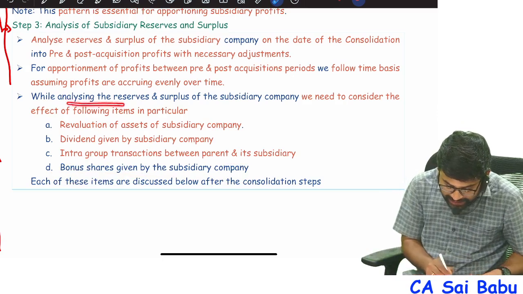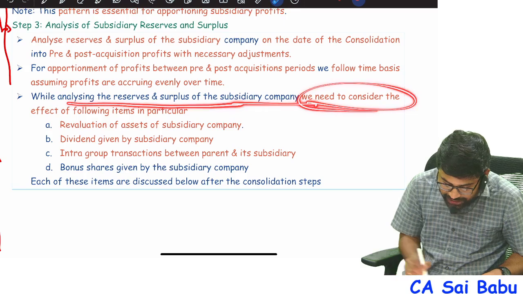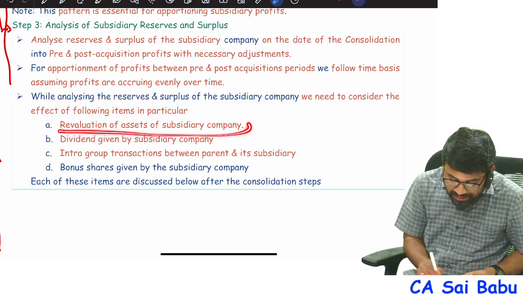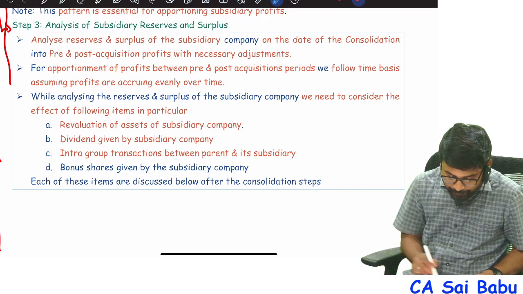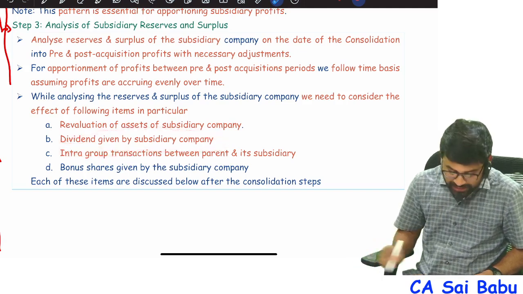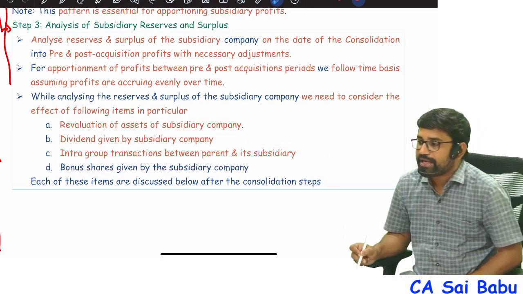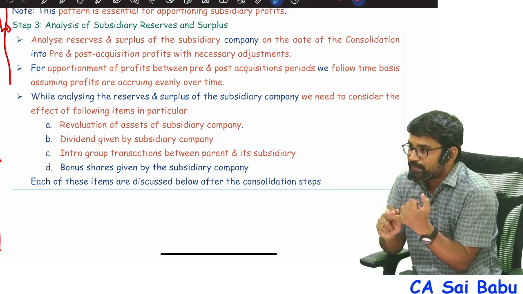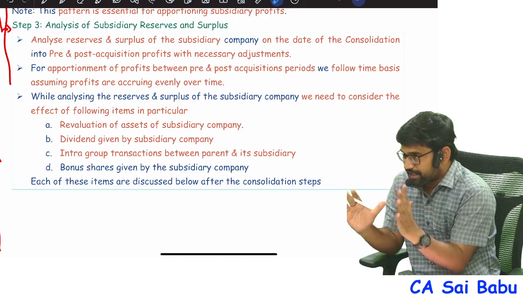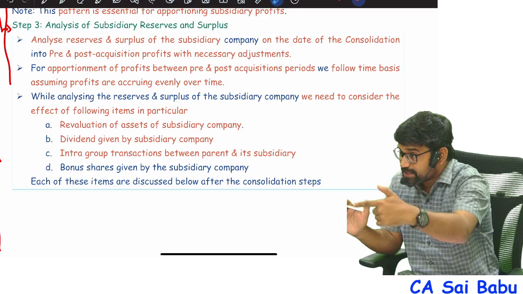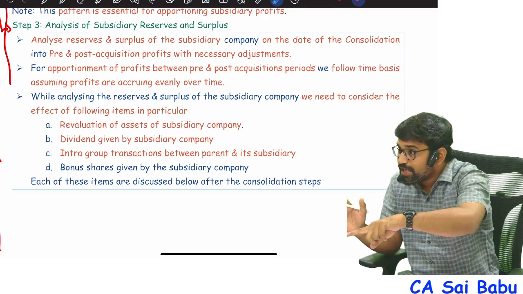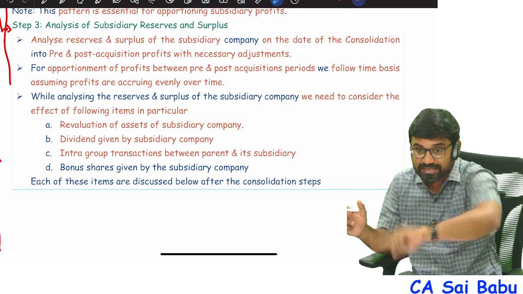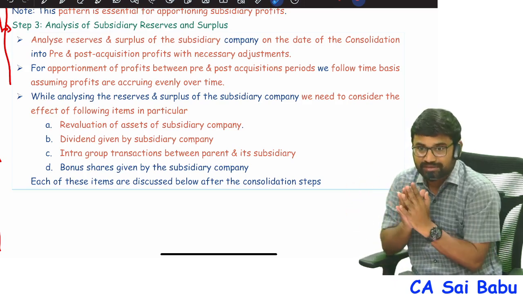So while analyzing the reserves and surplus of the subsidiary company, we need to consider the effect of the following items in particular. What are those? Revaluation of assets of subsidiary company, dividends given by the subsidiary company, intra-group transactions between the parent and subsidiary. Tell me what are the important adjustments? Three important adjustments. First one, revaluation of assets of subsidiary company. Second one, dividend given by subsidiary. Third, intra-group transactions between parent and subsidiary. These three are the highlights of this chapter.